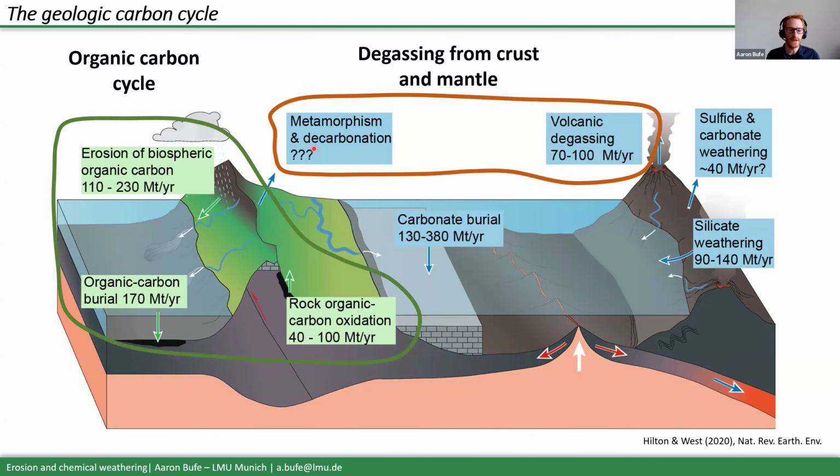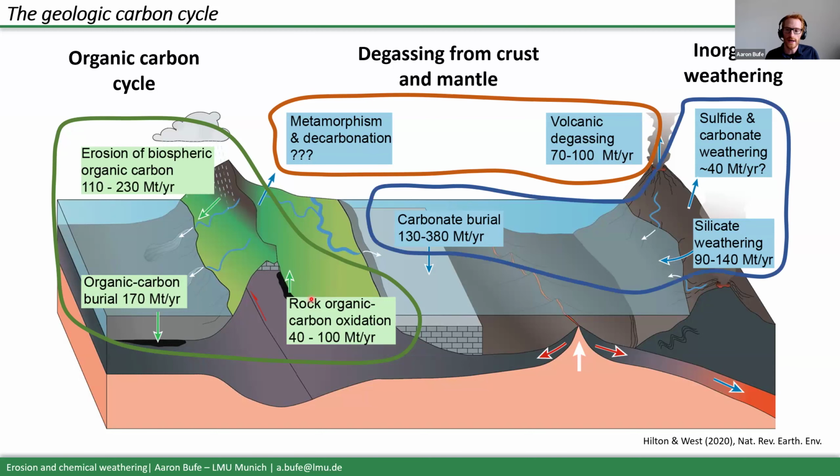The organic carbon cycle consists of the erosion of biospheric organic carbon, so plant matter, for example, from the Earth's surface. Some of that organic carbon can be buried over geologic timescales, and that would be a CO2 sink. And then there's a corresponding CO2 source, where fossil rock organic carbon, when it comes to the surface, can reoxidize and therefore emit the carbon back to the atmosphere.